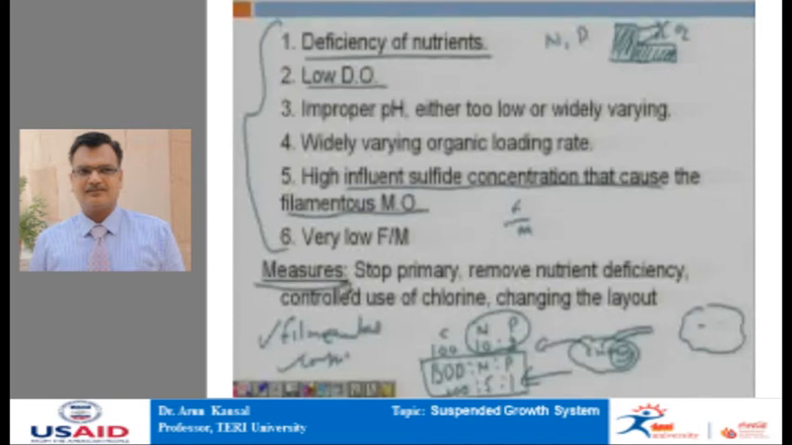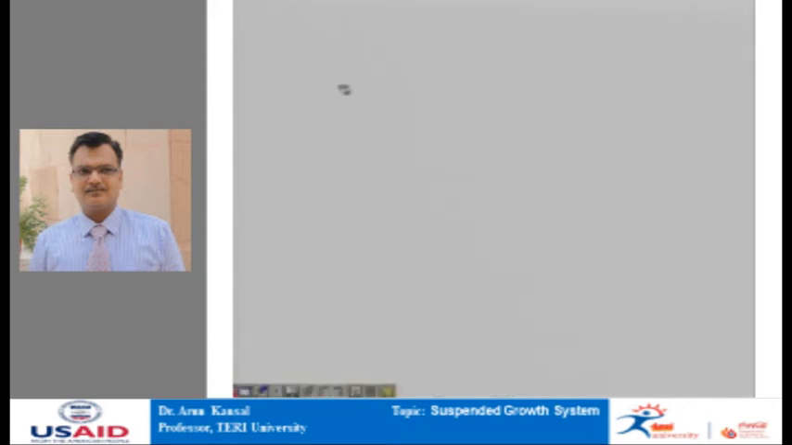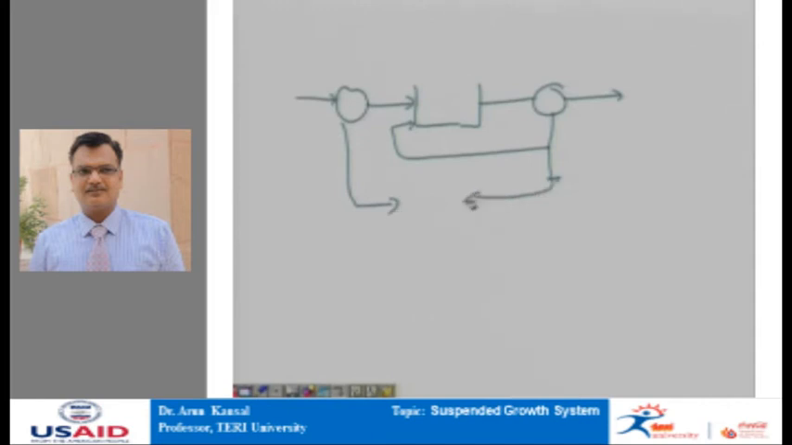First measure is to stop primary settling. That is, in a wastewater treatment plant, we know that there is a primary settling tank, followed by an aeration tank, followed by a secondary settling tank, and this is a configuration that we have already discussed earlier.